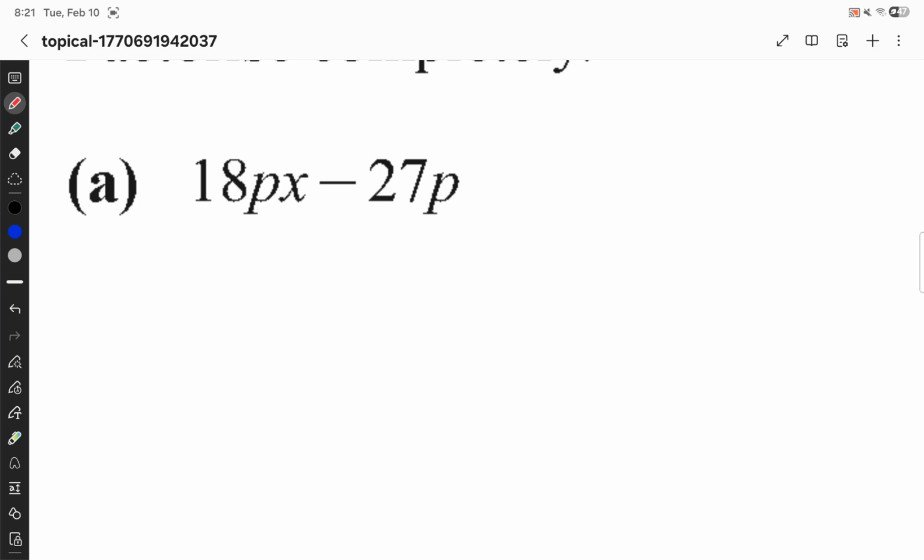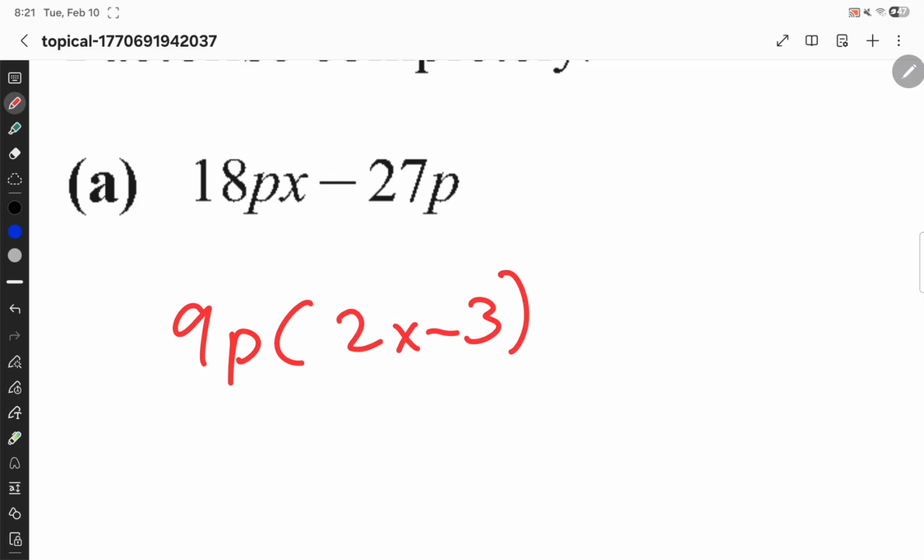Here we see 9 is common, just by practice, don't worry. And p is common. So this is 2x minus 3 and done. 9 times 3 is 27, 9 times 2 is 18. Px and p normal.